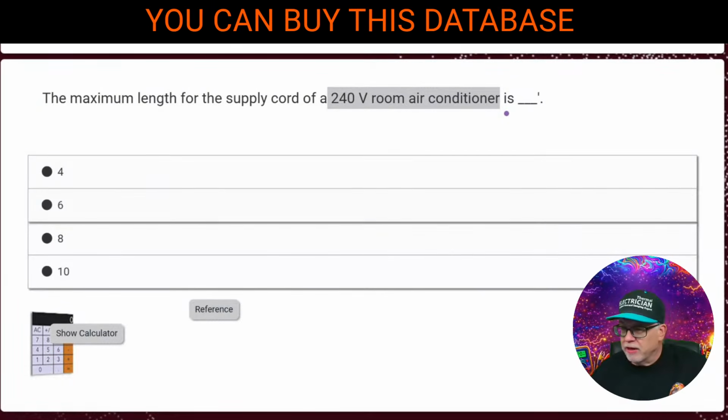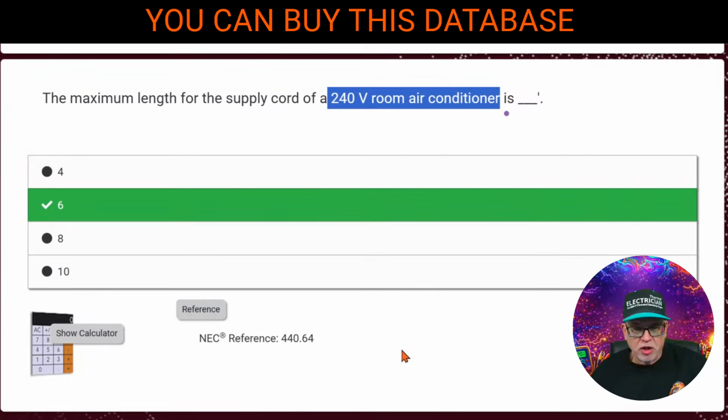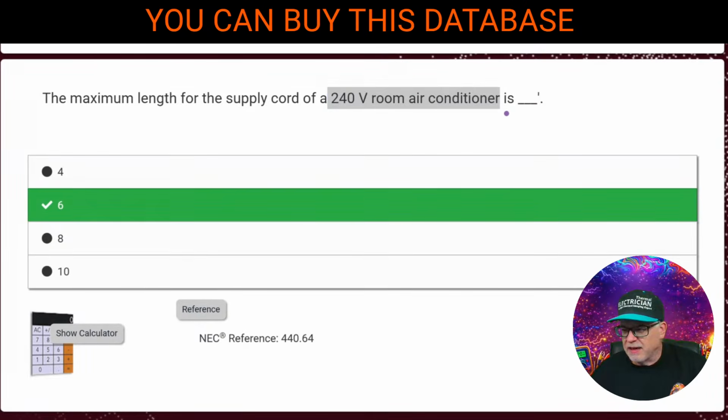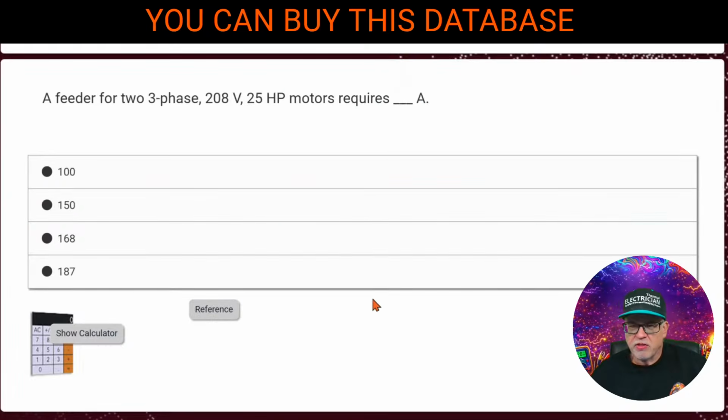That's a no-brainer. Then we know that the answer is 6 feet. And there's our code reference, 440.64. Pretty straightforward, right? All right. Go to the next question.